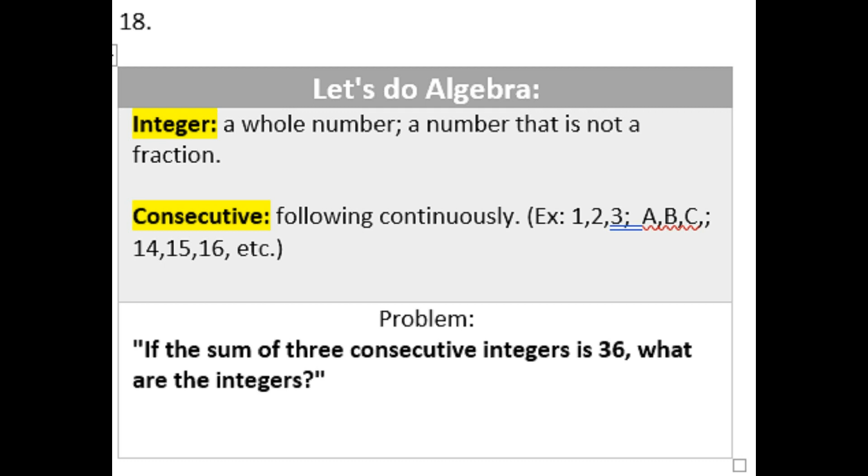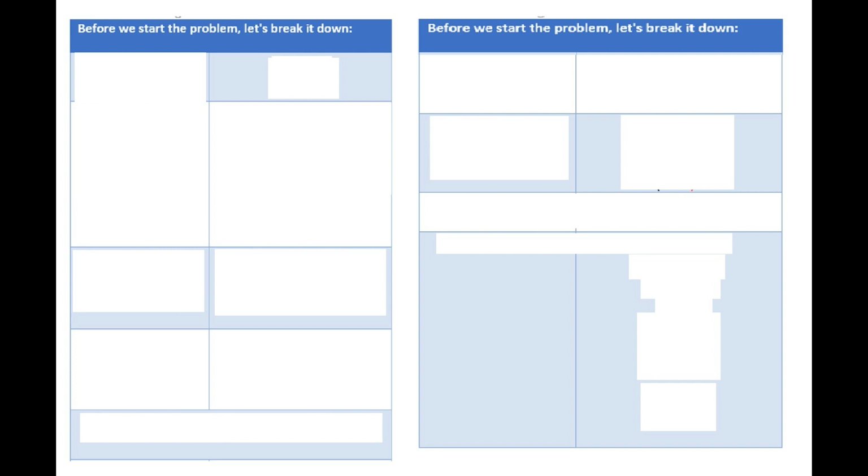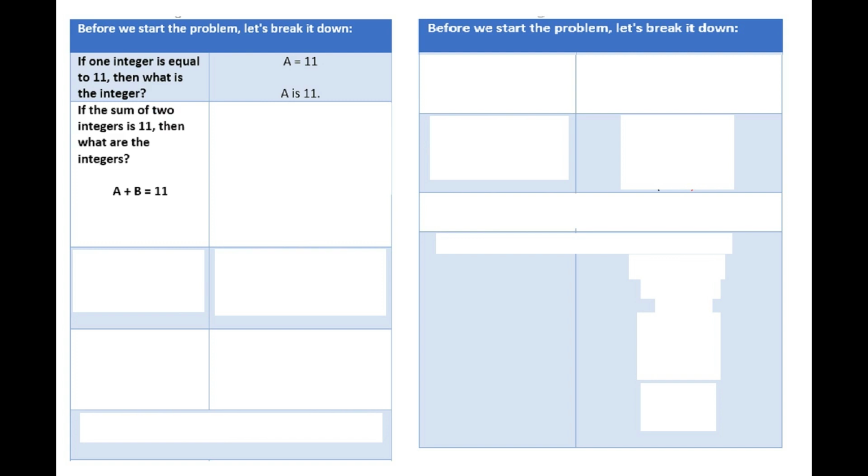So the sum of 3 consecutive integers is 36. So let's break this down. What does that actually mean? Okay, so if one integer is equal to 11, then what is the integer? Well, obviously, this one, if we have a number a equal to 11, then a is 11. All right, now I know that sounds ridiculous, but I'm going somewhere with this. If the sum of 2 integers is 11, then what are the integers? Well, now we have a plus b equals 11.